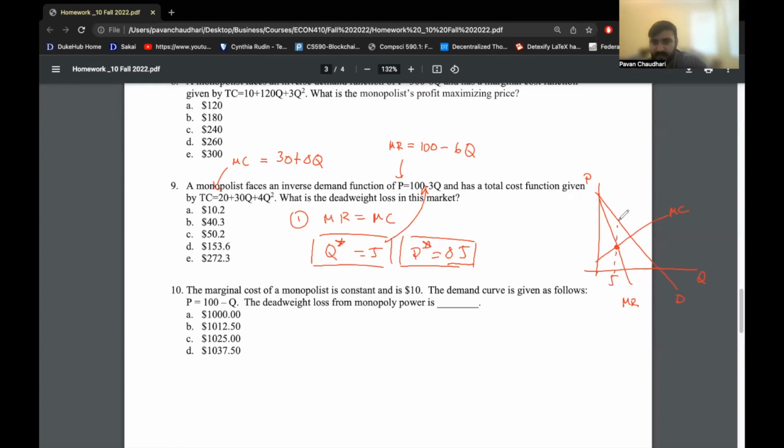And then we went up to the demand curve and we got a price of $85. Right? So remember, the deadweight loss triangle is the triangle directly to the right of this. So like right here, right? And so I need 3 points to find this, right?